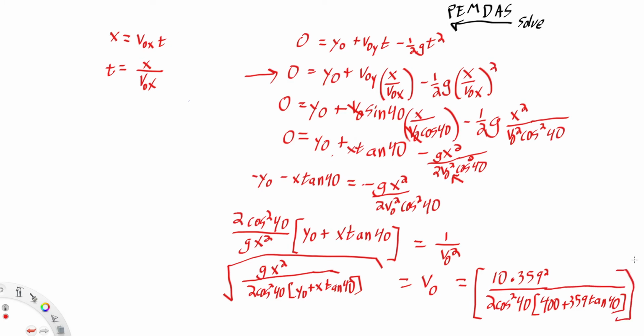Excuse me? Yeah. Why did you put 10 times 359 squared for x g x? Is that just the multiplication for them? Yeah, so g is 10, and x was 359. Oh. Okay. Sorry. Yep.